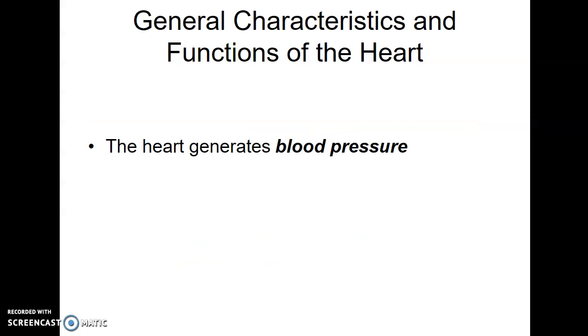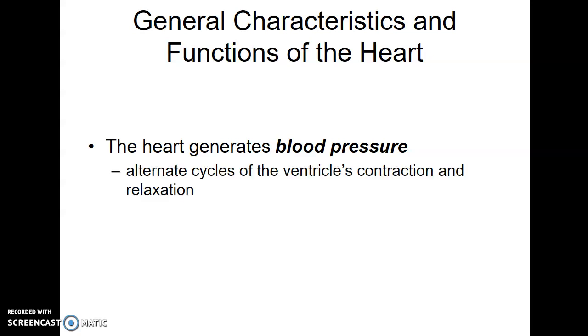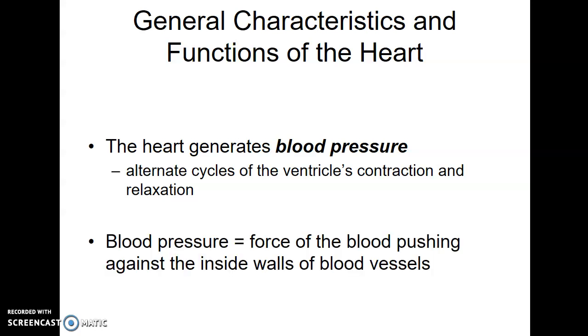So our heart generates blood pressure. When we're measuring blood pressure in the arm, remember, we measure in the brachial artery. It's in line with the heart itself. So we alternate cycles of the ventricles' contraction and relaxation. Blood pressure is the force of the blood that the heart is pumping, pushing against the inside walls of the blood vessel. We measure blood pressure because we know that healthy blood pressure indicates healthy heart function. That heart is strong and doing what it needs to do. And if we have blood pressure that's too high, we know that there are some health risks associated with that.